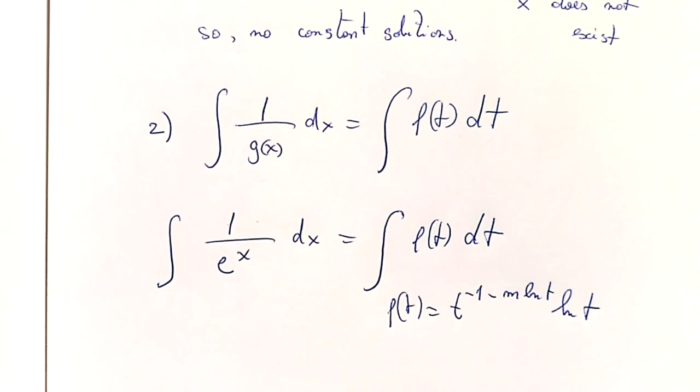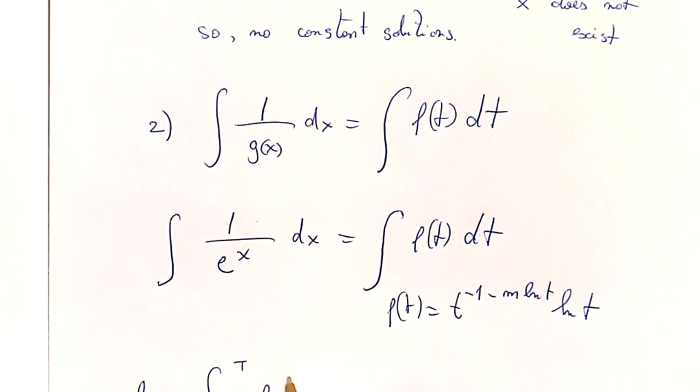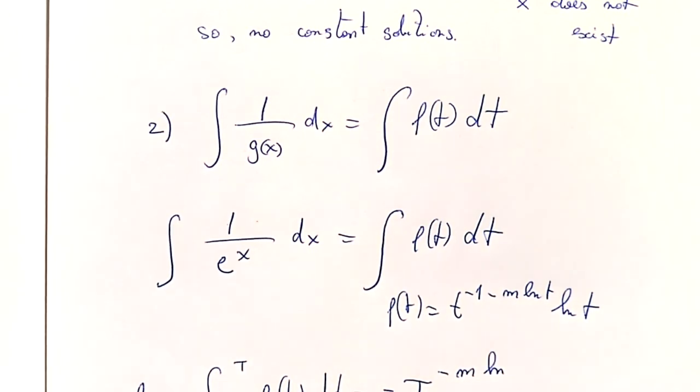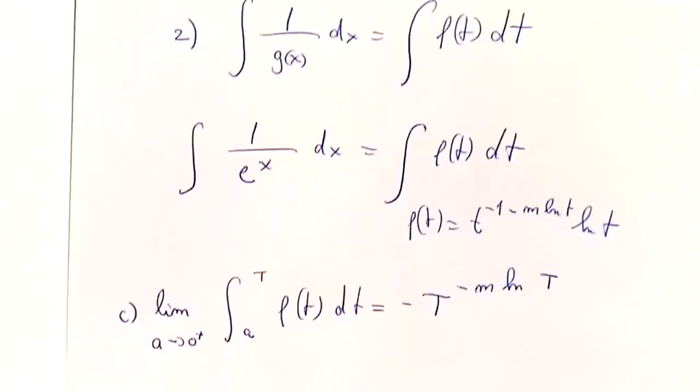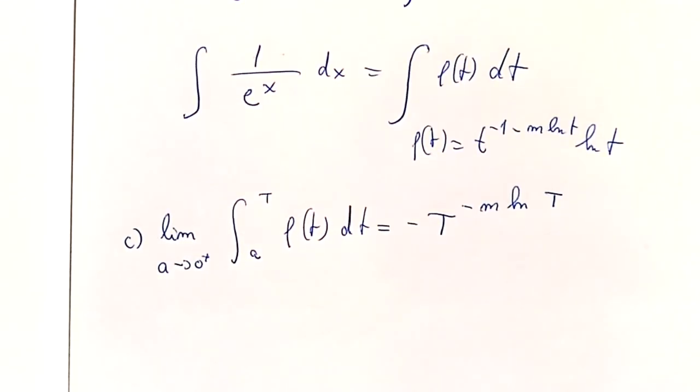I'm just planning on using the formula that's there. The formula is, this is from part C, the limit when a goes to 0 from the right of the integral from a to t of f of t dt is equal to minus t to the minus m ln t.